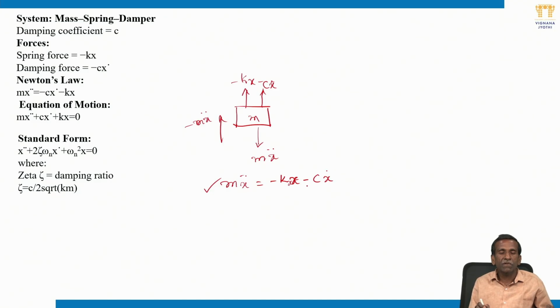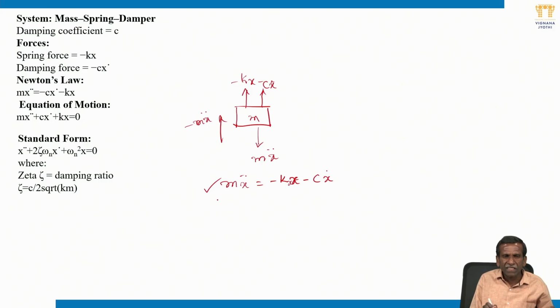Okay, here x double dot means the acceleration term, x dot means the velocity term, dx by dt, and x is the displacement. So the standard form you can write by dividing all the terms by m: x double dot equals c by m x dot plus k by m x.